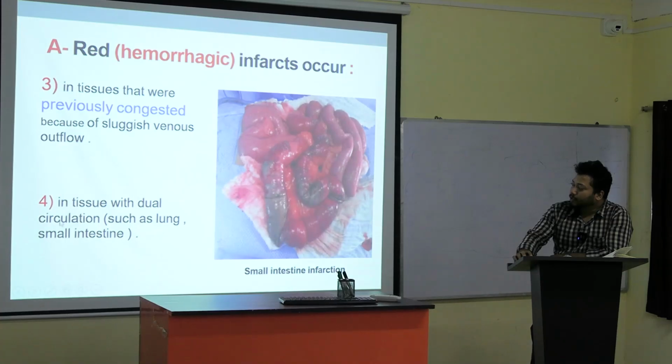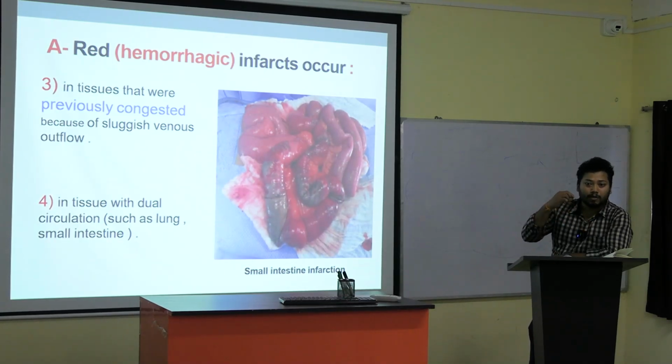And in tissues with dual circulation such as lung and small intestine. For example, the lung has two types of circulation, one is bronchial circulation and the other is pulmonary circulation. So in this case, in a pulmonary condition, the pulmonary arteries get blocked but the bronchial artery is still providing blood to that organ, but that blood is not enough. Then it will start to develop the infarction.